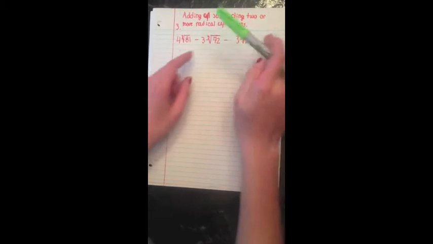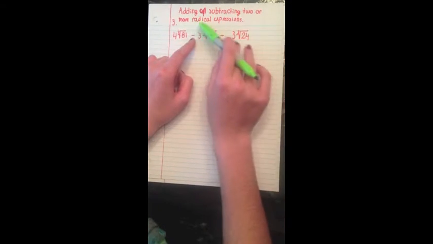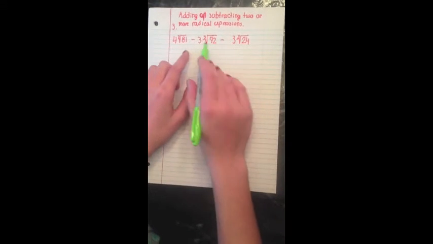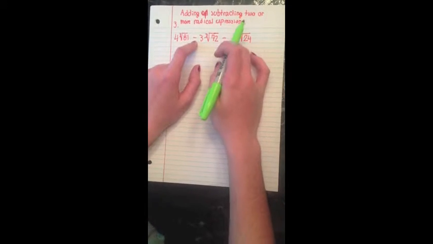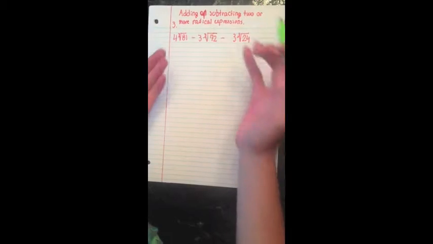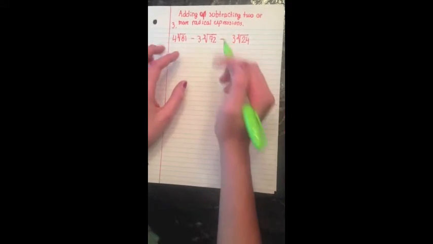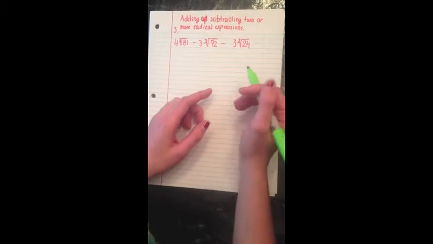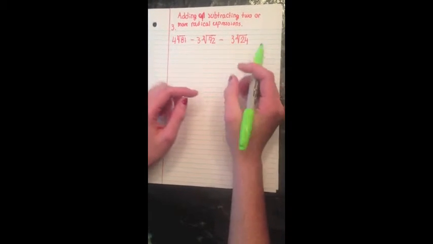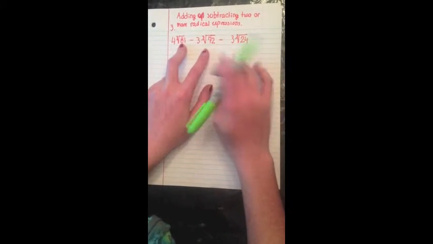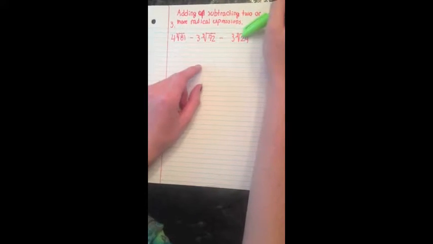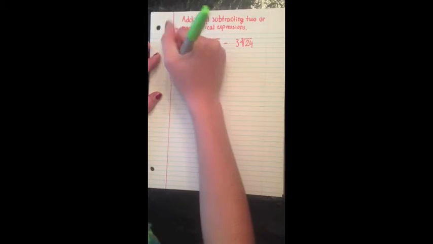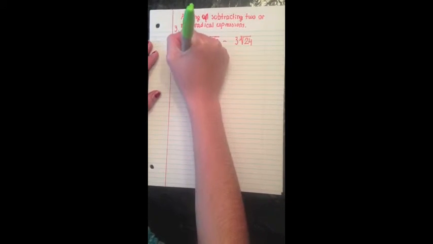Number 3. Adding or subtracting two or more radical expressions. Alright, so the first thing we have to do is, since we're subtracting or adding, in this case we're subtracting, we have to look at the bases and see if they're all the same, because if they're not, then we have to do the prime factorization since we're not multiplying. Okay, so we look at them and it's 81, 72, and 24. So we have to make the prime factorization of all of them. So we'll start with 81.